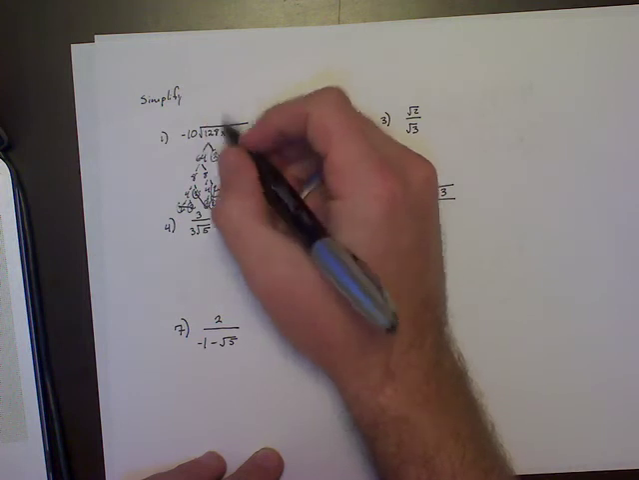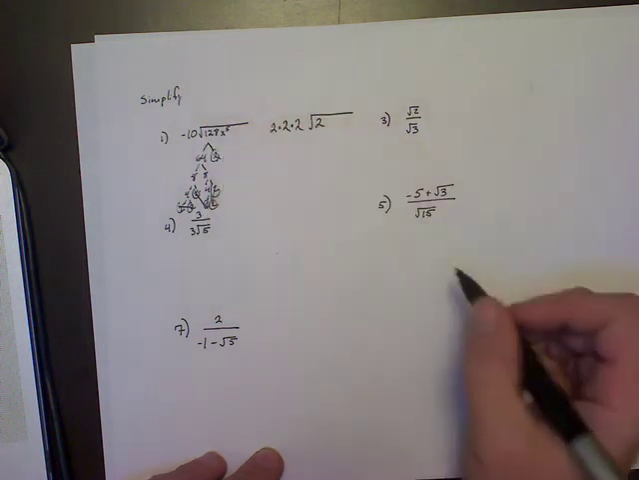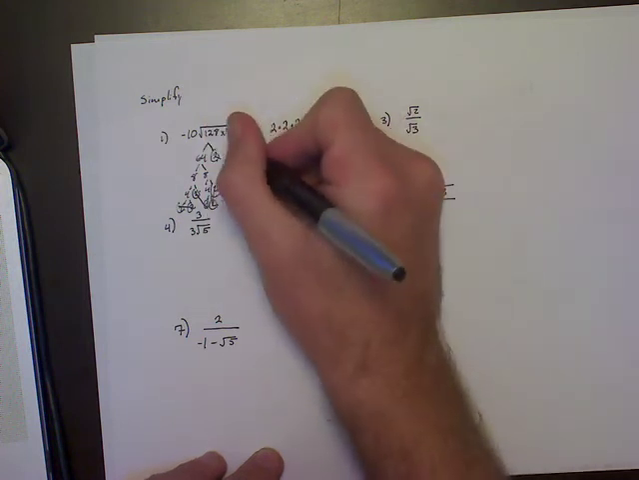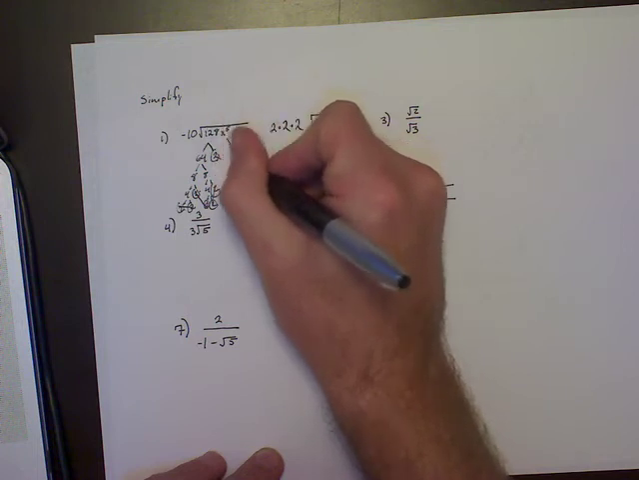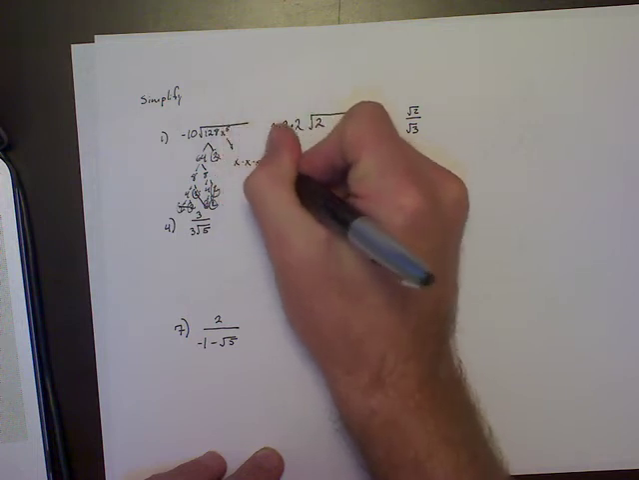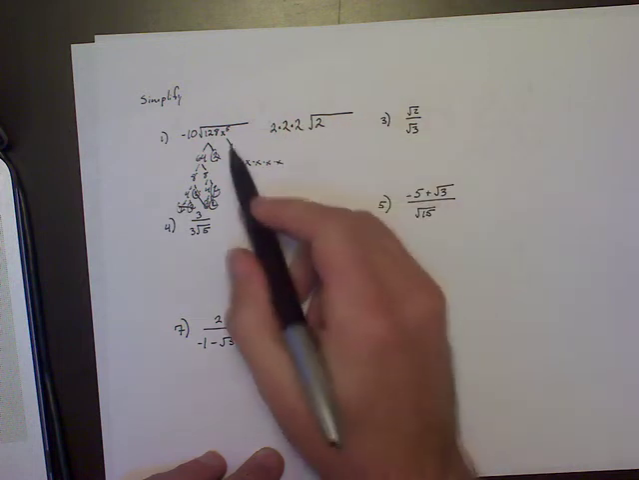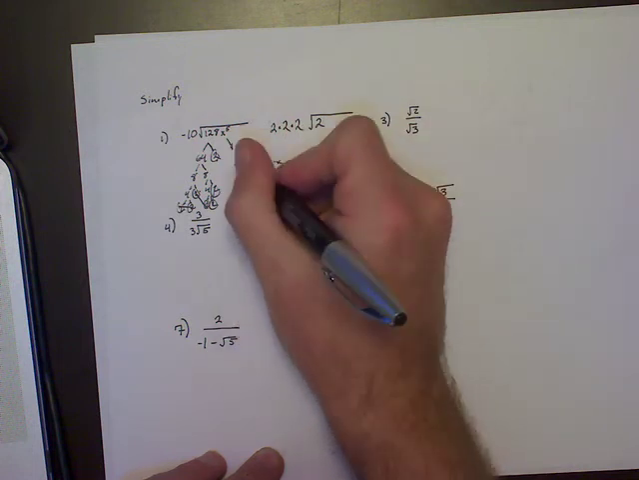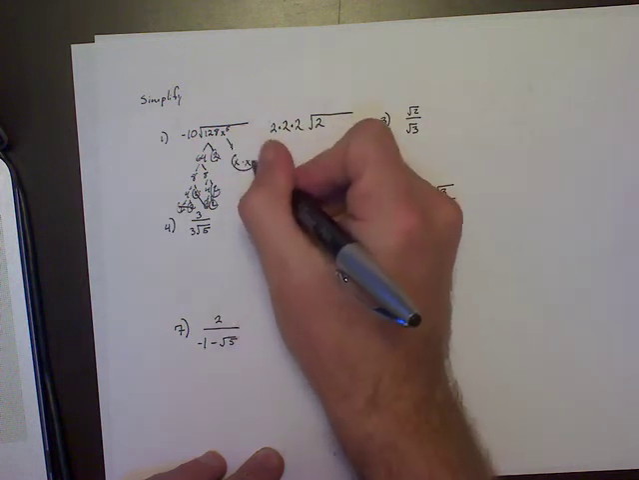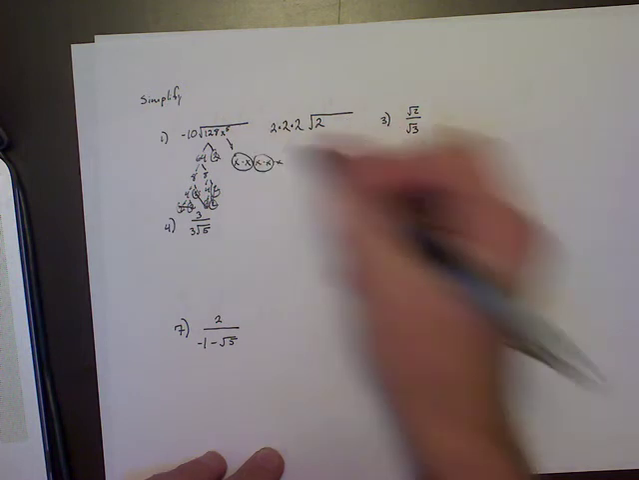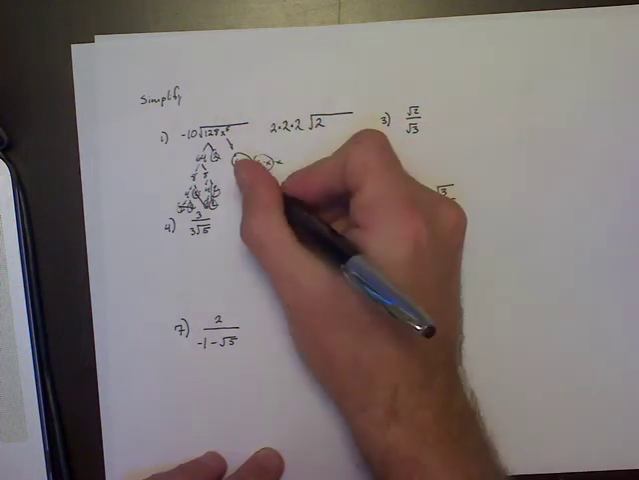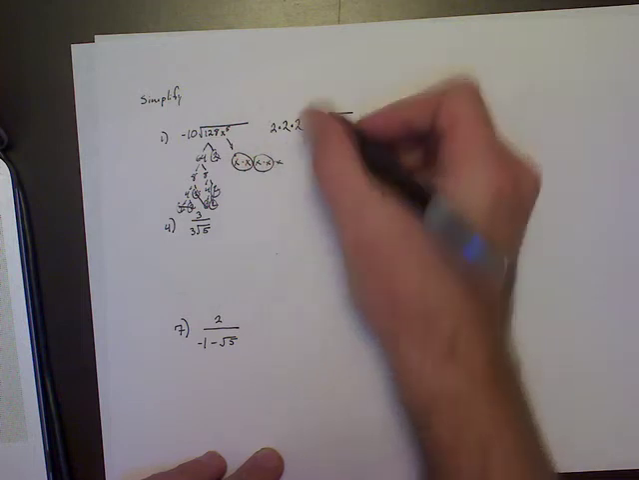Now with the x to the 5th, that means x times x times x times x times x, so there are 5 of them. When you take the square root, again, you just want to take out pairs. So you're going to pull out 1x for that.